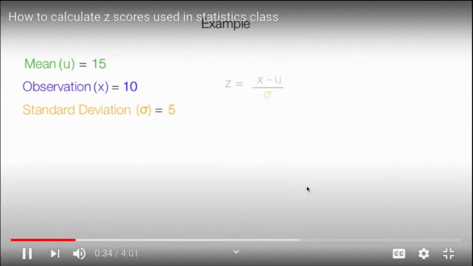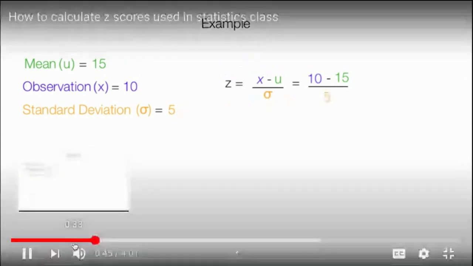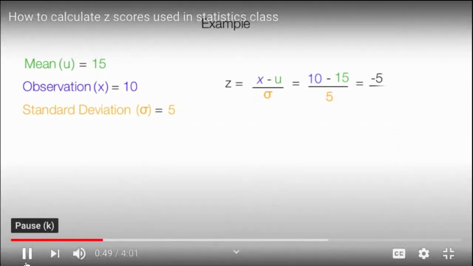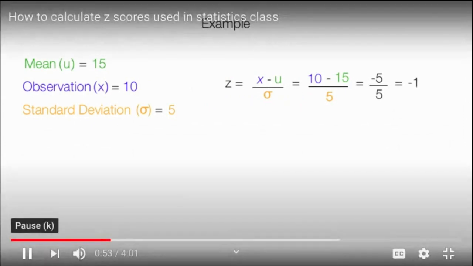In my example, let's assume the mean is equal to 15, the observation is equal to 10, and the standard deviation is equal to 5. I just made up those numbers. I'm going to plug the values into this equation. So I have 10 minus 15 divided by 5. This equals to negative 5 divided by 5, which equals negative 1.